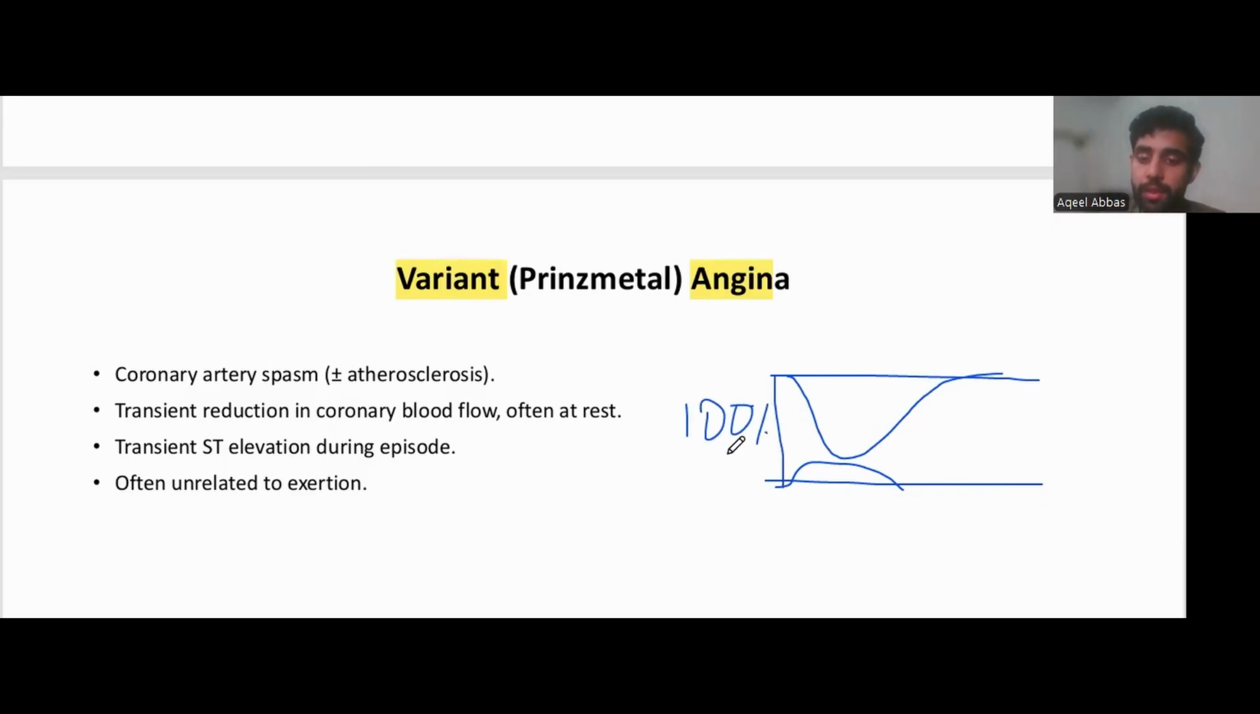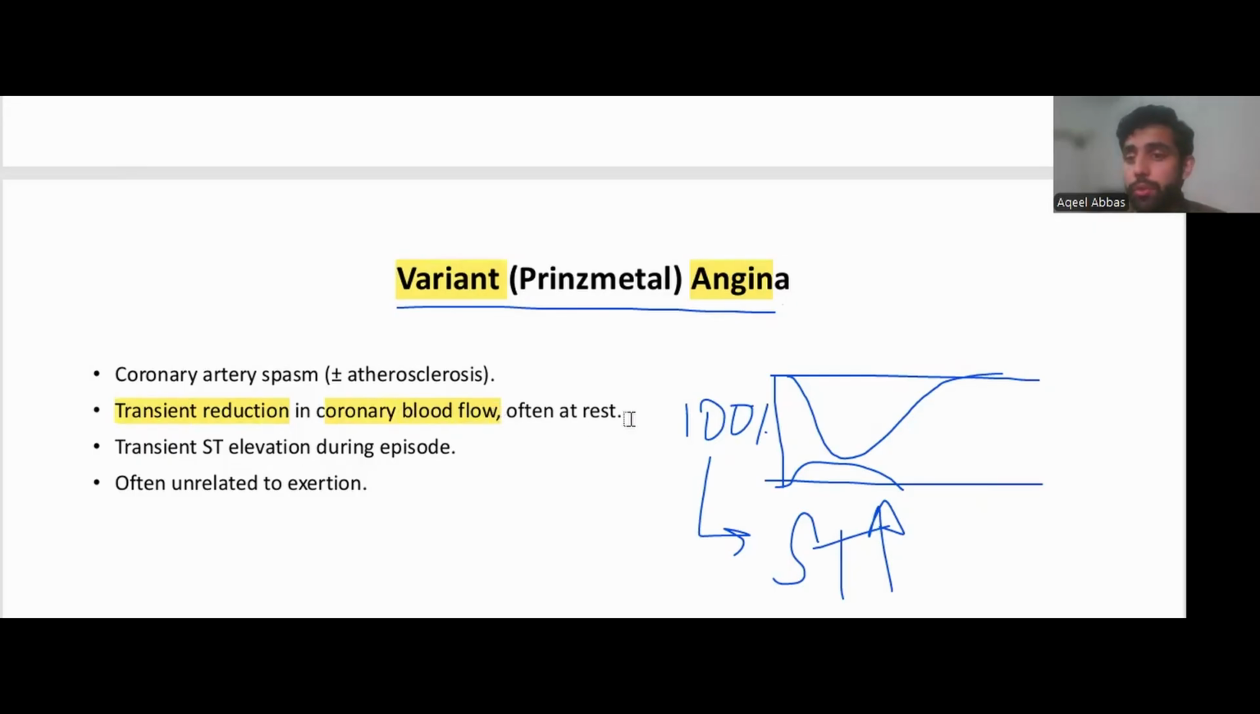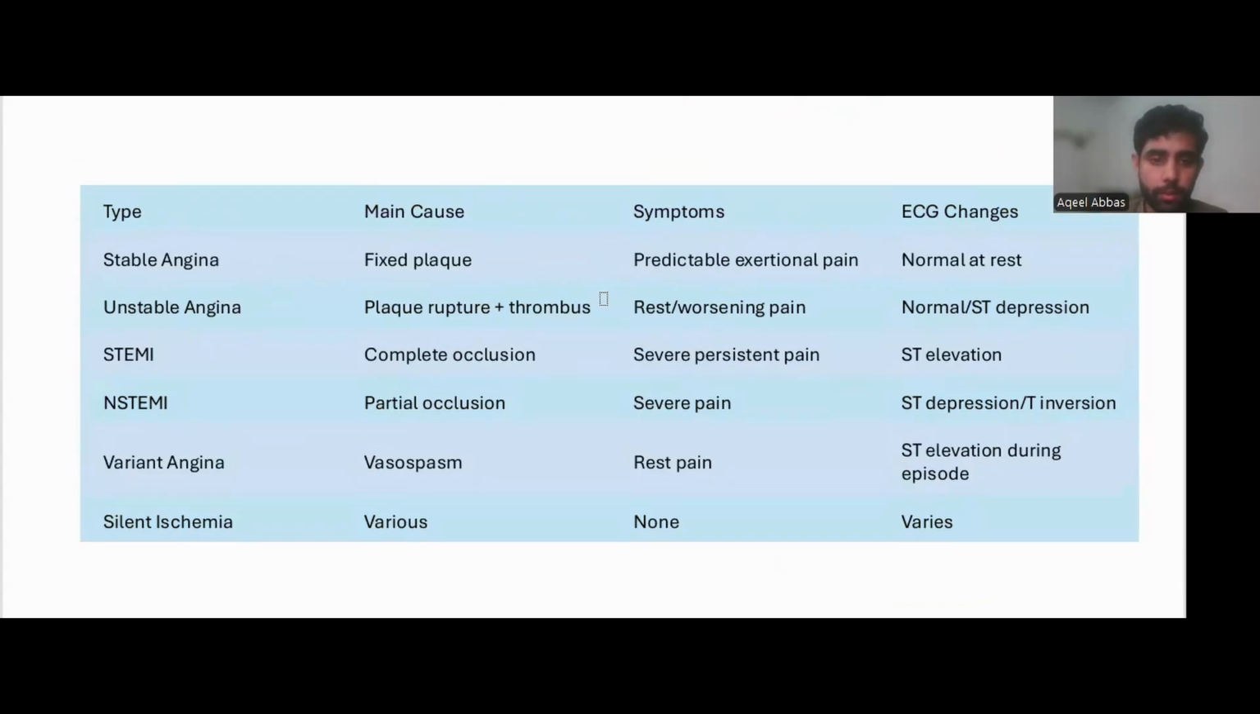So as we have discussed earlier, 100% occlusion of blood leads to a transmural infarction and an ST segment elevation. So there would be an ST segment elevation, but there won't be a necrosis because it is a transient state. So there would be transient reduction in coronary artery blood flow, and often it occurs at rest. So it is not associated with exercise, and there is transient ST elevation, and we give calcium channel blockers for it. Okay, so here is a summary table that summarizes everything very nicely.